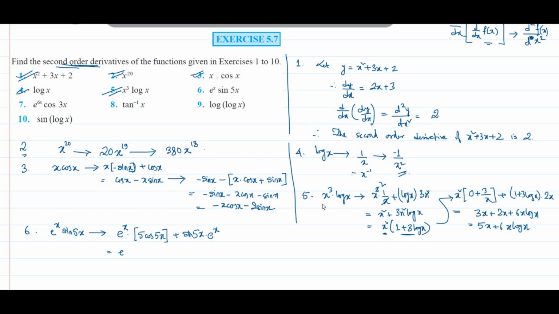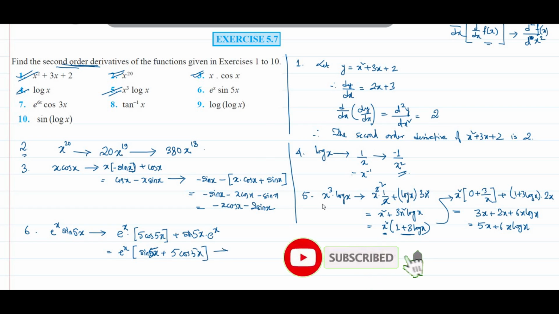Now the best way is to separate e to the power x out, and let us write it as sin 5x plus 5 cos 5x. Now let us differentiate it once again. Let e to the power x be one function and the entire thing in the bracket be the second function.